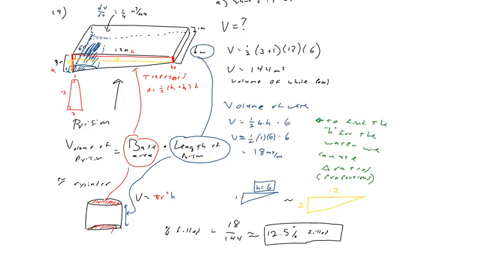And you learned about how to find volumes of prisms. Take the base area times the length it's stretched across. Works for any kind of prism, triangular prisms, trapezoidal prisms, any kind of prisms. Found the volume, found the water, found the percent filled. Okay.